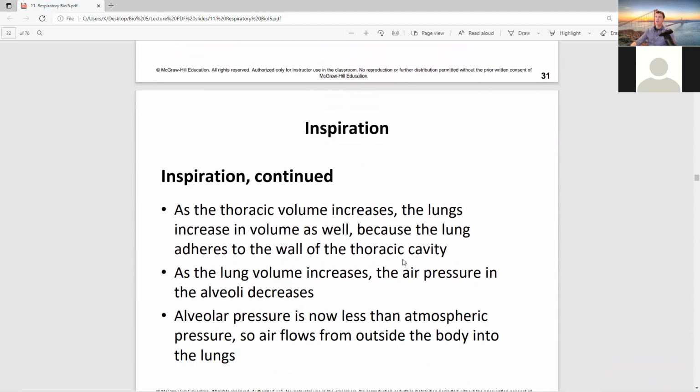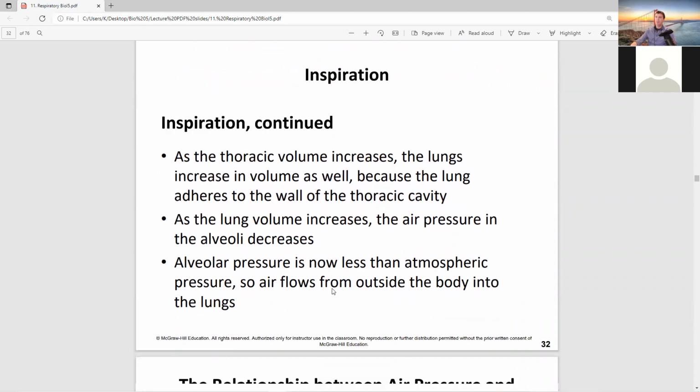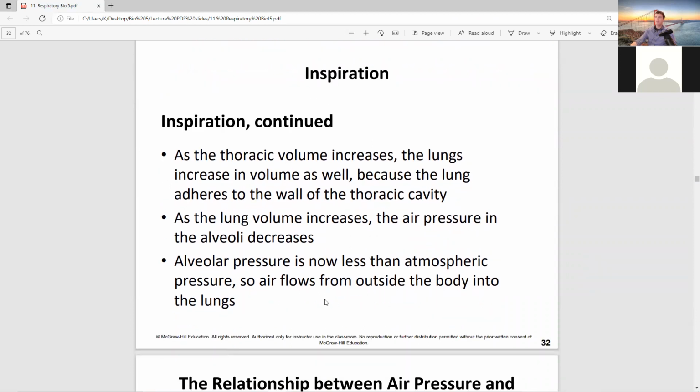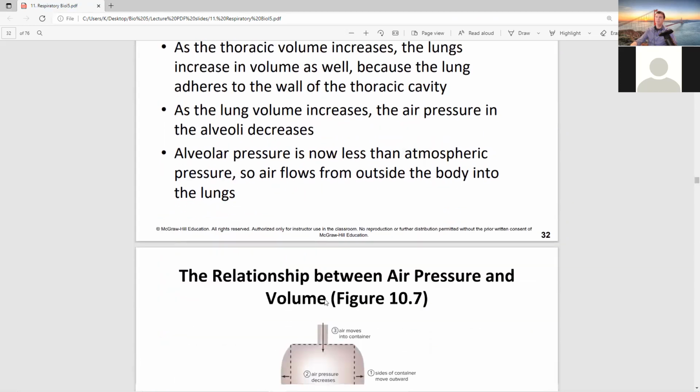Inspiration continued. As the thoracic volume increases, the lungs increase in volume as well, because the lung adheres to the wall of the thoracic cavity. As the lung volumes increase, the air pressure in the alveoli decreases. Alveolar pressure is now less than atmospheric pressure, so air flows from outside the body into the lungs.